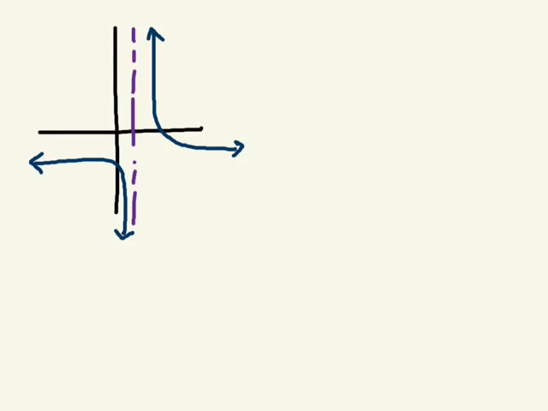So when you graph this on your calculator, you should get something that looks like this. Again, we have an asymptote at y equals negative 4. We have an asymptote at x equals 1. And we have our x-intercept at x equals 2.